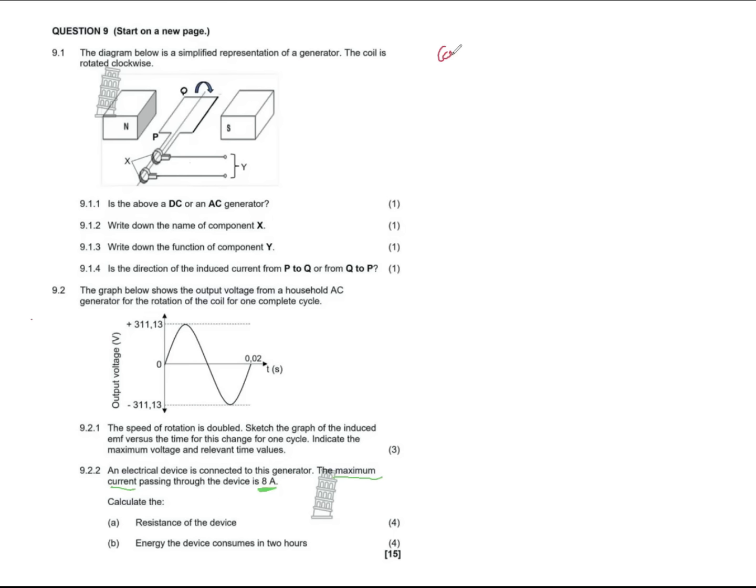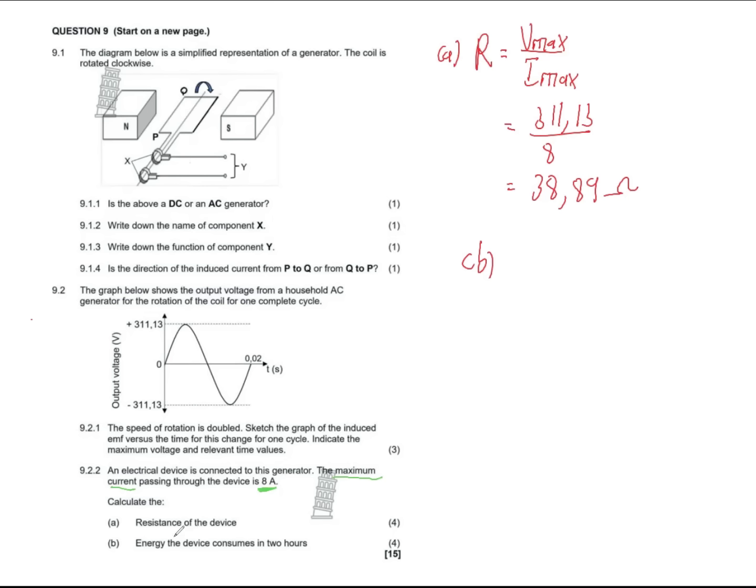So, okay, to calculate that, R is equal to what? Remember, I did say that you can also calculate with your maximums, Vmax over Imax. So our Vmax is 311.13, and then our Imax is 8. So we can find the resistance simply by doing 311.13 divided by the maximum of 8. So this is going to be 38.89 ohms, right? And then that's your answer. So for 4 marks, that's what you do.